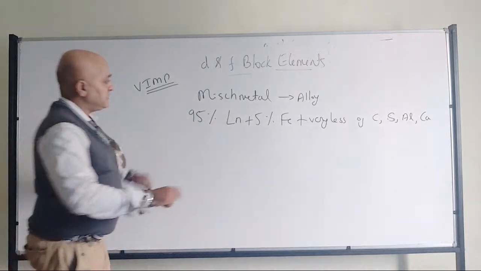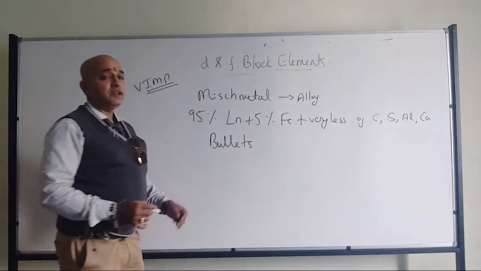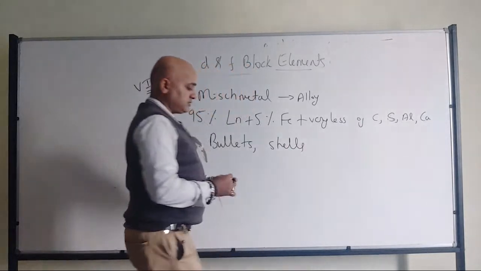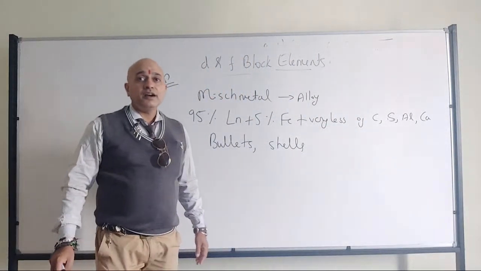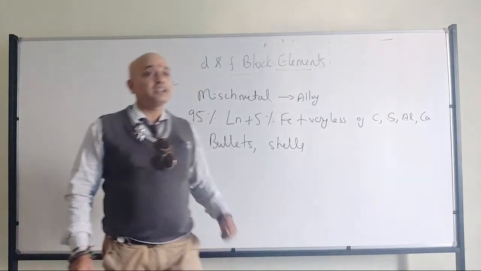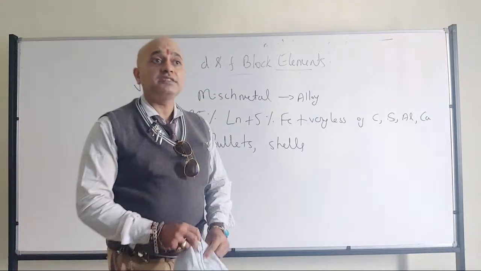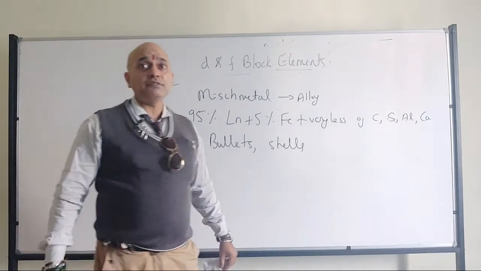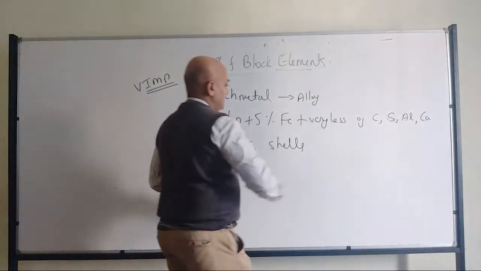Then what is the use? It will be used in the preparation of bullets, shells, etc. And a very bad habit some people have, that is smoking. While smoking, what they will use? That lighter. So the ignition part of the lighter will also have the mish metal, because when they collide with each other, they have the property of forming the spark. So it will be used even in lighters also.